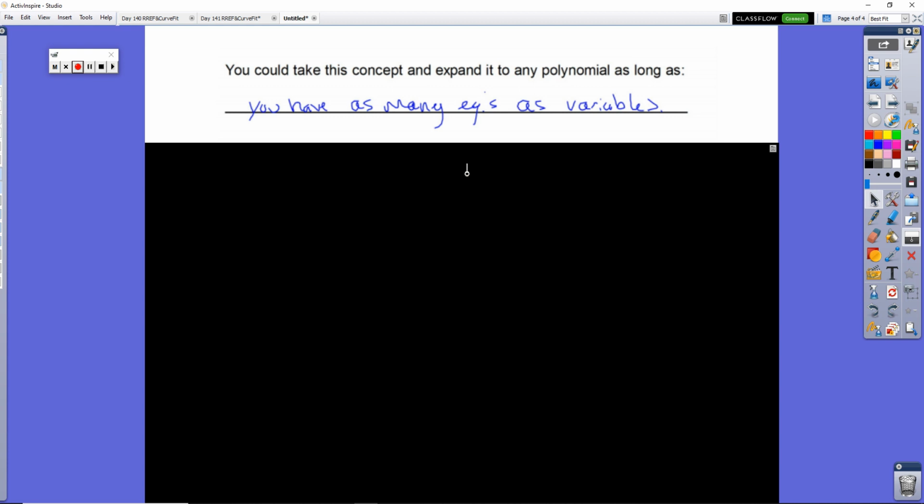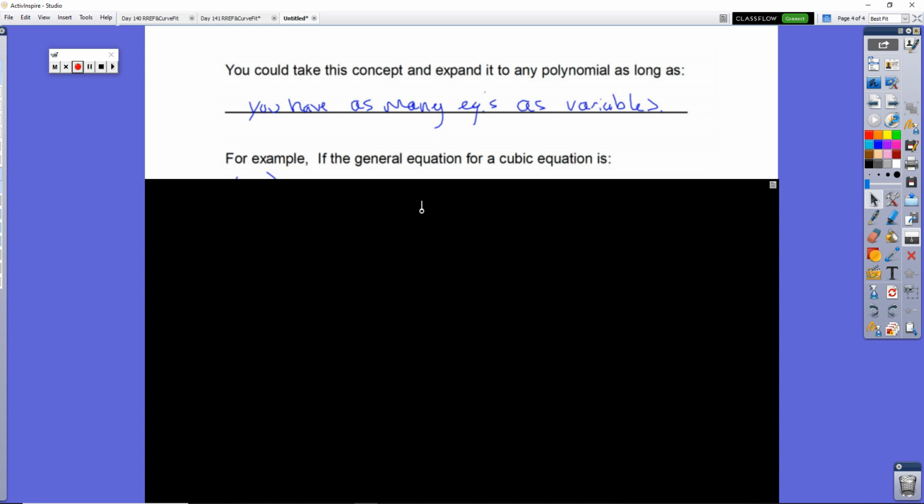The last thing that I want to show you in these notes, which is something that you're actually going to use in the homework assignment that goes with these notes, is that you could take this concept and you could expand it out to any polynomial as long as you have as many equations as you have variables. So remember, to solve a system of equations, the number of variables and the number of equations must be a perfect match. If you have 3 unknowns, you have to have 3 equations. If you have more unknowns, then you better have that many equations.